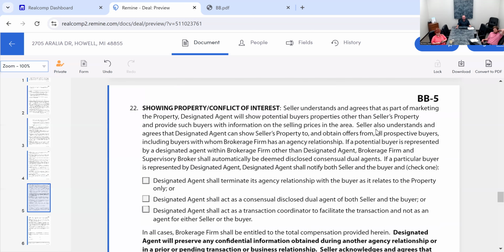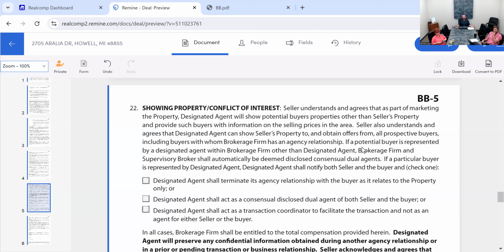Oh wait, I did kind of skip over this. All right, seller also understands and agrees that the designated agent can show the seller's property to and obtain offers from all prospective buyers, including buyers with whom brokerage firm has an agency relationship. Does that make sense, everybody?